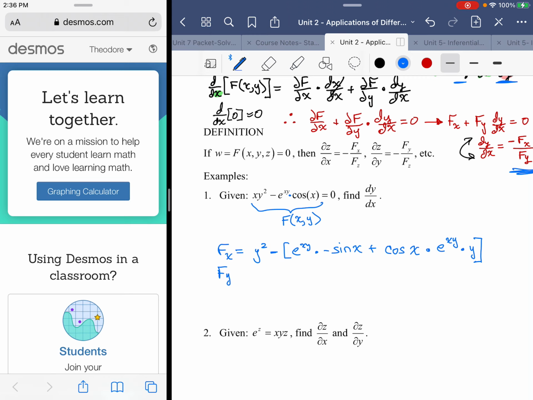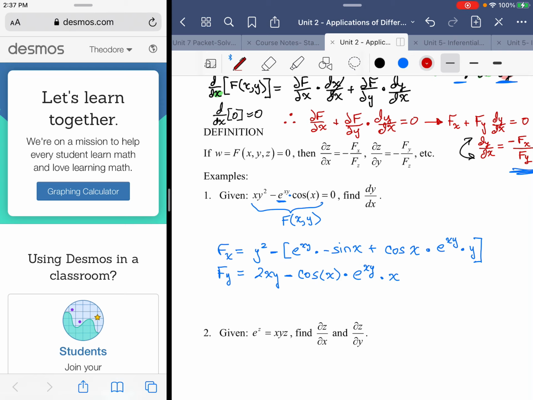Then f sub y is going to be equal to, you're going to differentiate again, just this time with respect to y. It's actually going to be a little easier because x is treated as constant. Derivative of y squared is 2y, so 2xy. Then the only part I have to worry about differentiating would be the e to the xy, because cosine of x is coming along for the ride because it's treated as constant. So e to the xy, the derivative of xy with respect to y, so y goes to 1, so it's just an x.